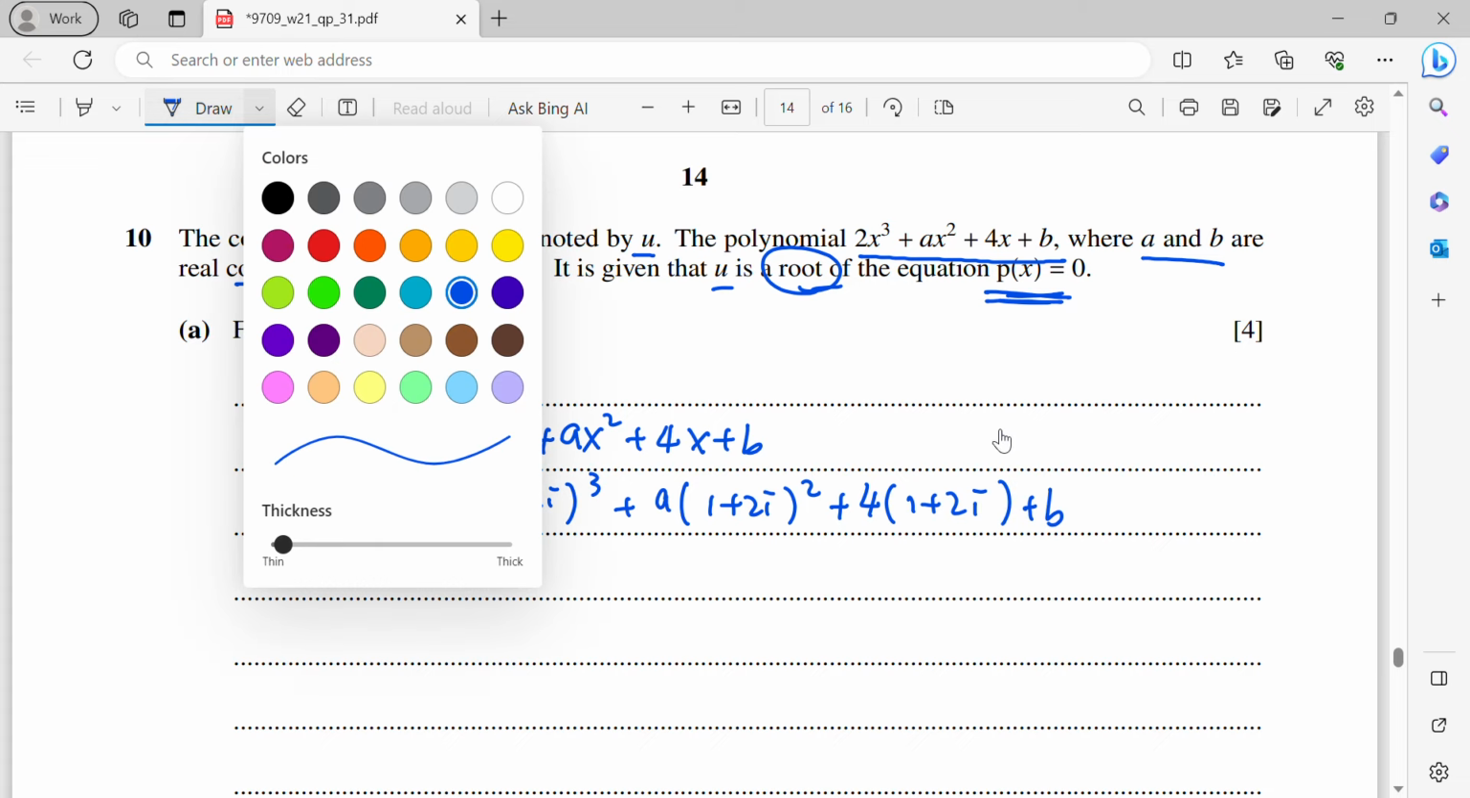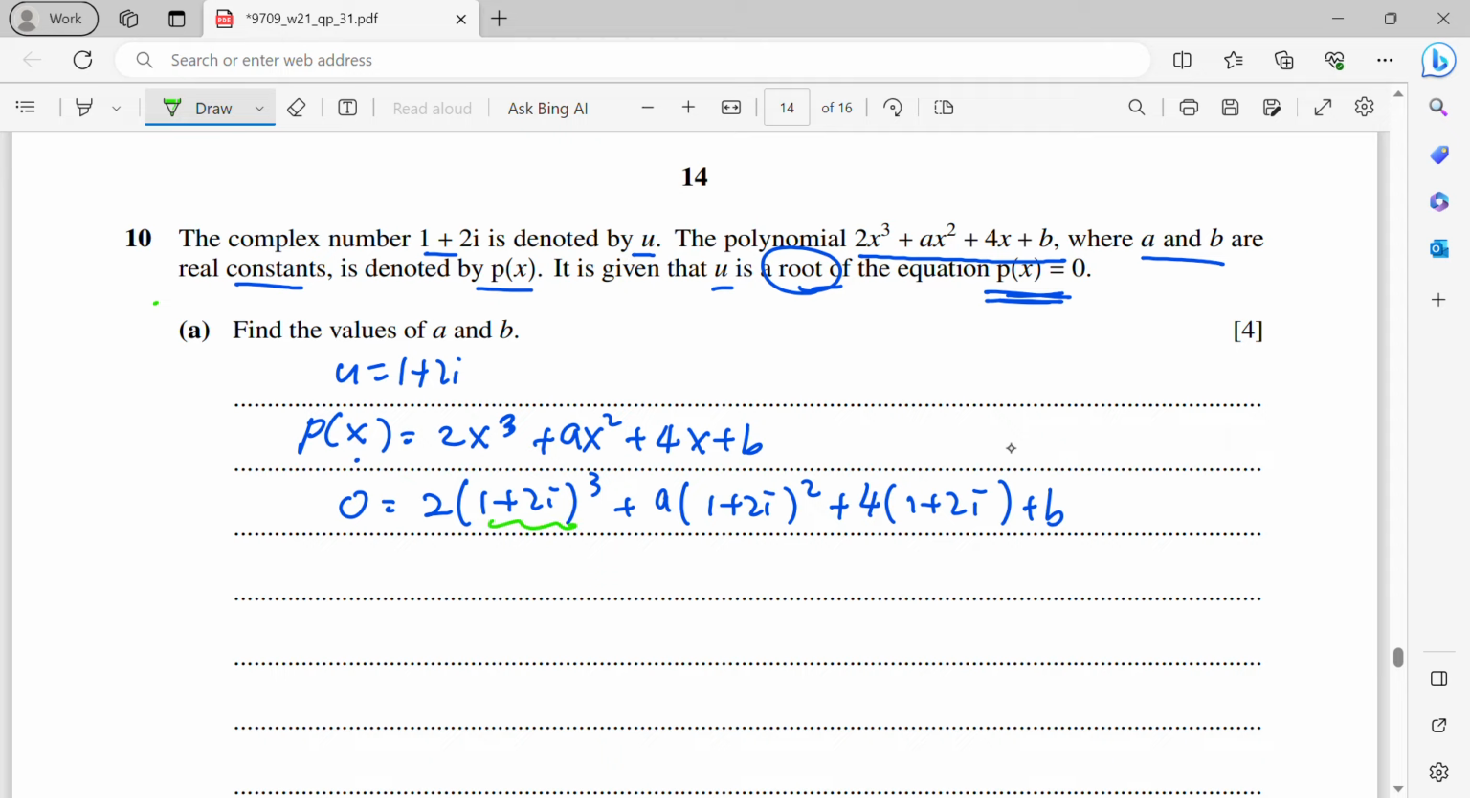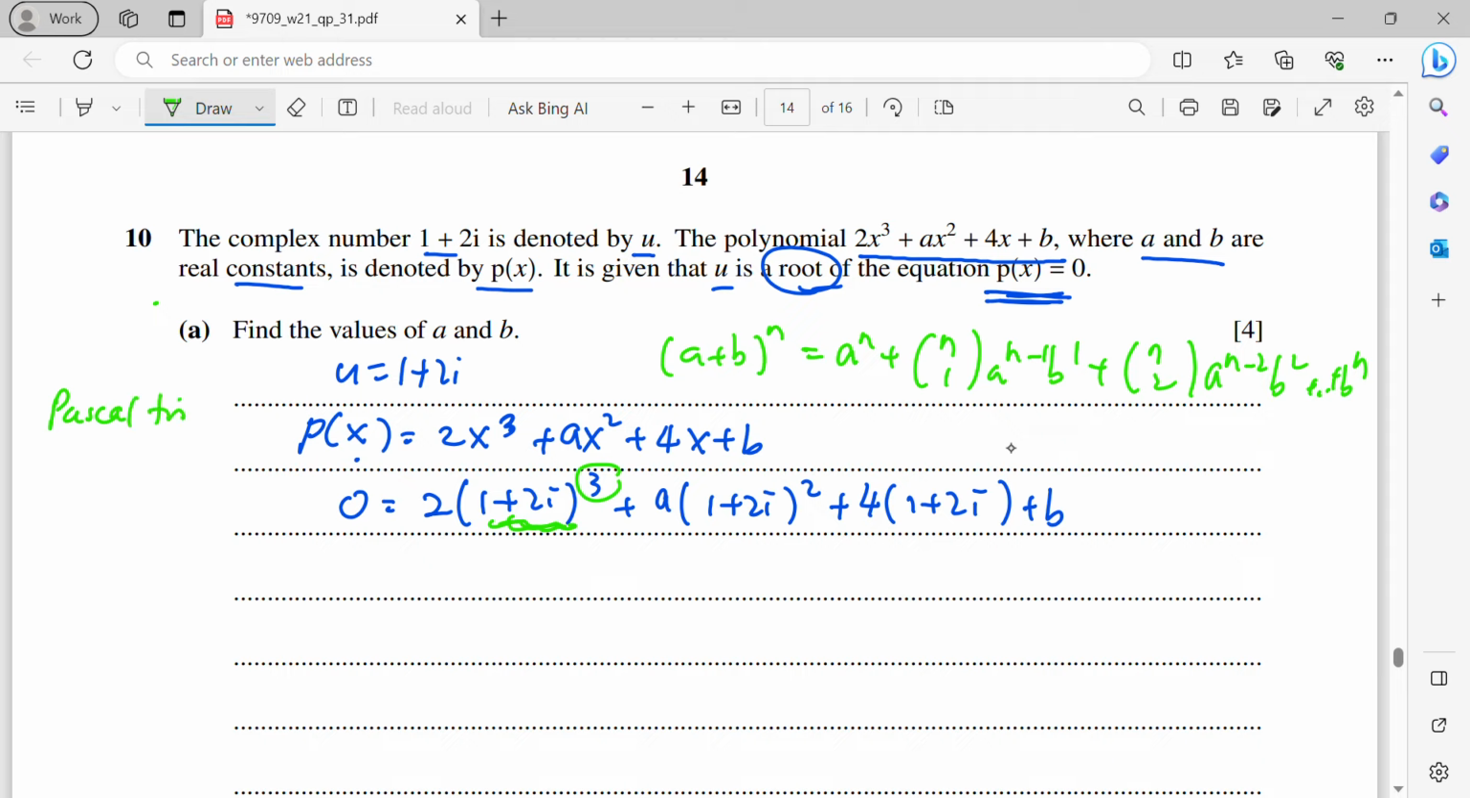Okay, so now for your information, if you need to get this expansion, you need to refer to the binomial expansion, or you can use the Pascal triangle. So I will show you both. Okay, this is the binomial expansion up to degree n. Otherwise, because it's degree 2 and degree 3, you can just use Pascal triangle. With Pascal triangle, you can just consider the coefficients for the terms.